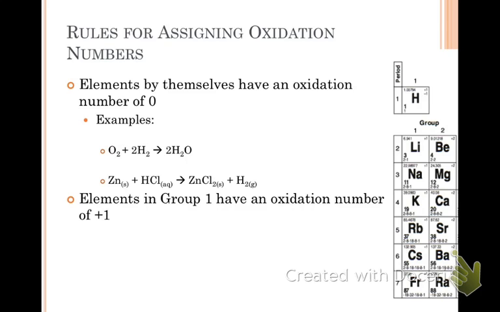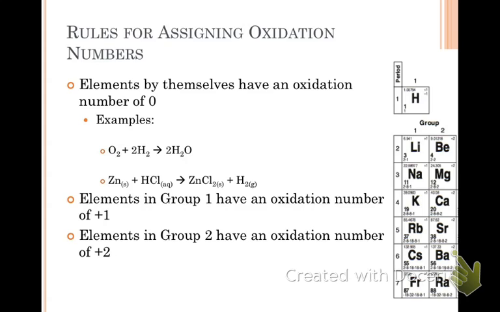So for the second one, elements in group 1 have an oxidation number of +1, and we've seen this before as well. So if it's a group 1, with the exception of hydrogen, so we'll deal with hydrogen later, any of those core group 1s are going to be a +1 charge. And before I've let you look at your periodic table to figure that out, now you need to know it.